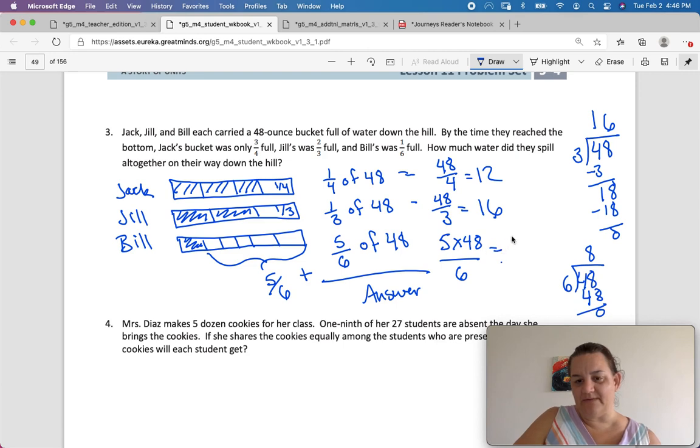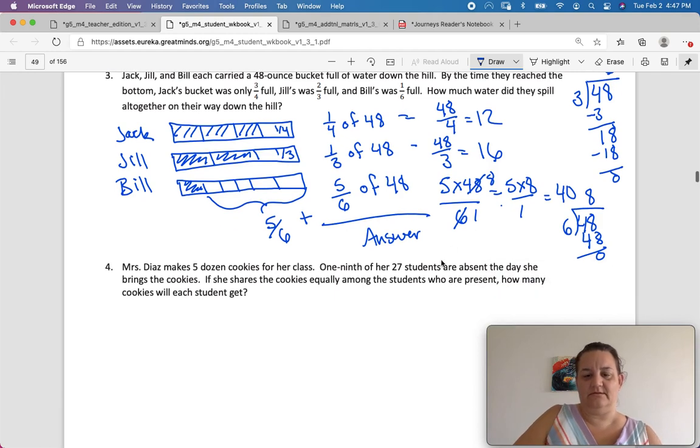Okay. That equals 5 times 8. So this is 8, and this is 1 over 1. And 5 times 8 equals 40. So how much did they lose? Now we're going to add 12 plus 16 plus 40. So 12 plus 16 plus 40 equals 68. 68 ounces. They lost a lot. That's more than a whole bucket. 68 ounces is what they lost.